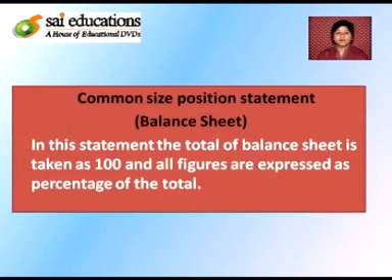Similarly, common size position statement or common size balance sheet is prepared by taking the total of the balance sheet as 100 and all figures are adjusted in percentages term. And what is the use of preparing common size position statement? It helps to highlight the trends in various items of the balance sheet. And when the common size position statement is prepared for the two or more firms in the same industry, it enables the analyst to judge the comparative financial soundness in undertaking their financial policies and capital structure.